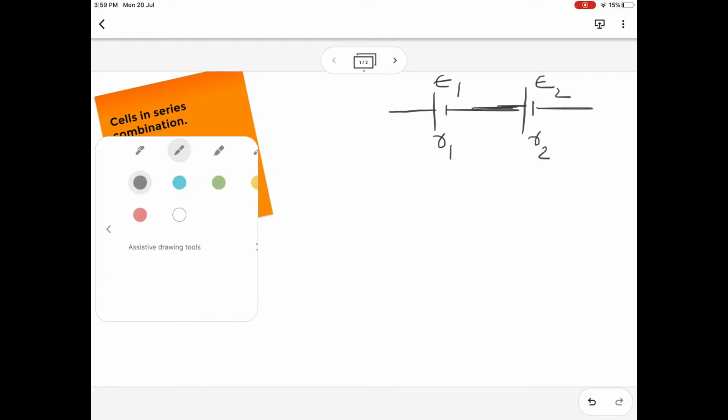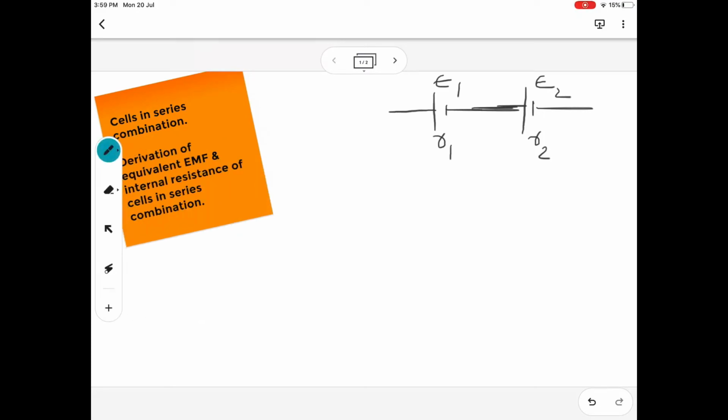Now let's check whether the cells are in series combination or not. So let's mark the terminals across which the cells are connected. Across A and B we have the first cell, across B and C we have the second cell. It is very obvious that only one terminal from both cells is kept as a common connection, which is at B. The other two terminals of both cells are free to be connected with any other components. So the cells are found one after the other, and we refer to such a combination as a series combination.